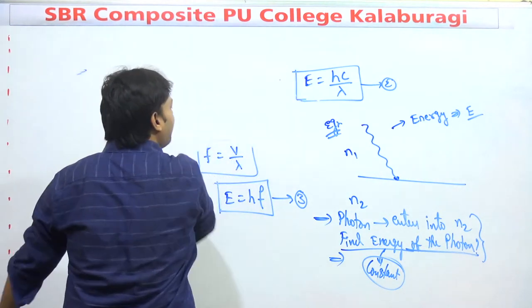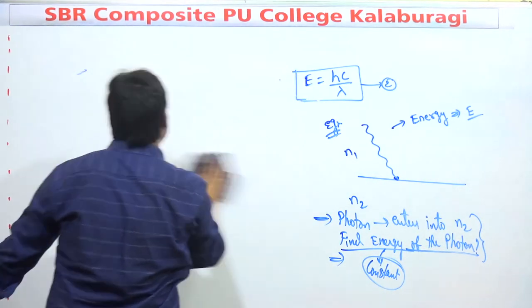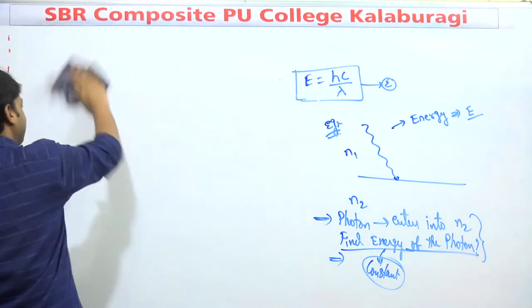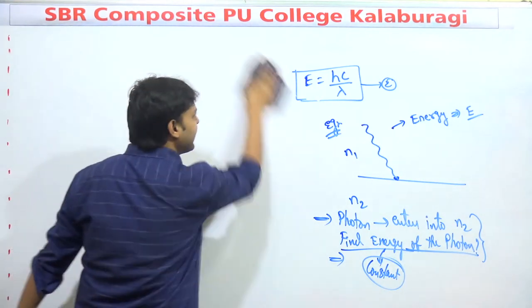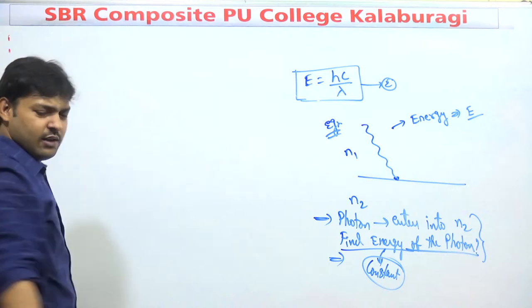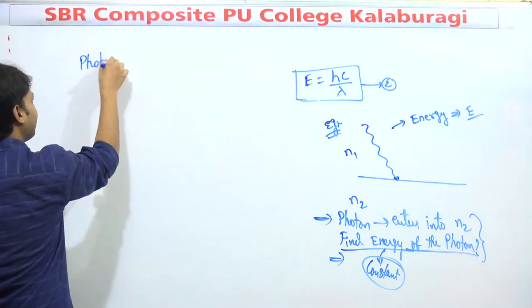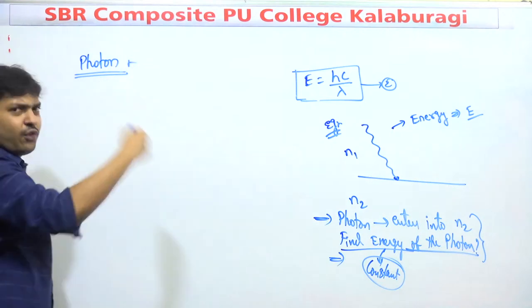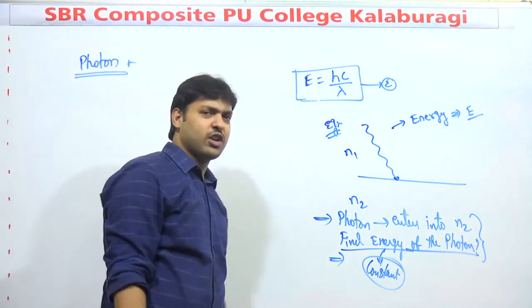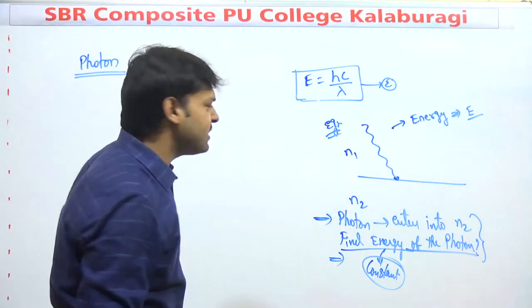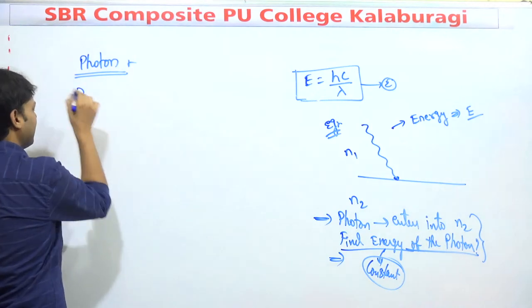So now we will discuss photons for a while and we will come back to the actual story again. So what is a photon actually? We are having some doubt. So we will discuss the photon. Properties of photons, or simply you can write photon. Write it as properties of photons. So the first property.